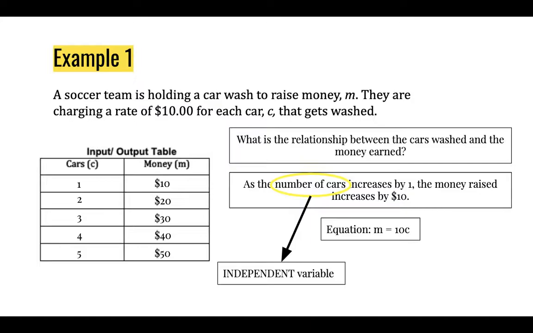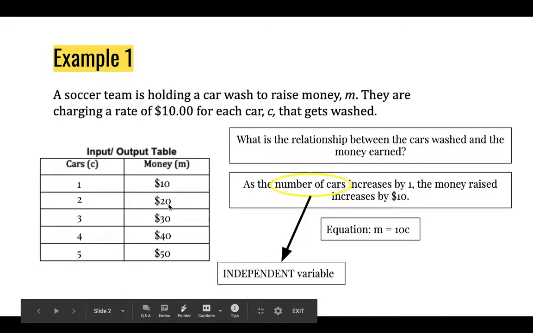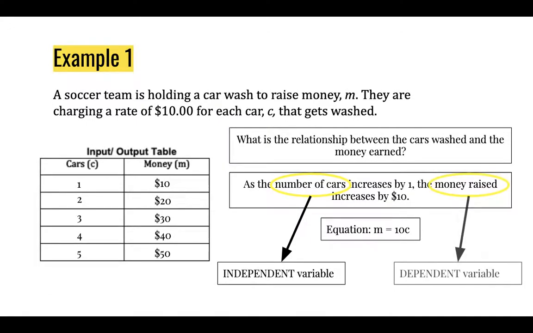Now, the money depends on the number of cars, right? If I only wash 2 cars, I'm only going to get $20. But if I wash 5 cars, I'll get $50. So because the money raised depends on the number of cars, we call it the dependent variable.